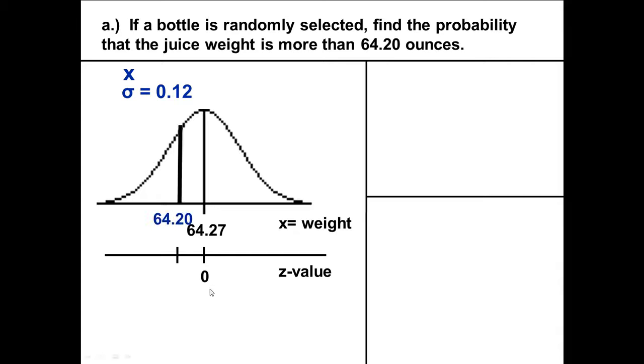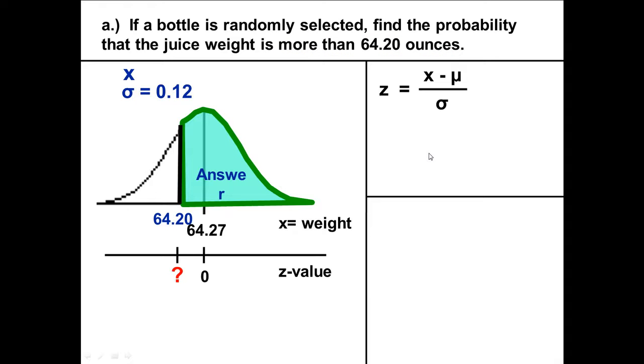So 64.20 is right there. We have to take the z-score that goes with that 64.20. That's where you use z equals x minus the mean divided by the standard deviation. So that's going to be the formula you use. You're going to have 64.20 minus 64.27 divided by 0.12, and it gives you your negative 0.58. Once you do that, you rewrite that probability. Instead of the probability of x greater than 64.20, it's now going to be the probability that z is greater than negative 0.58.